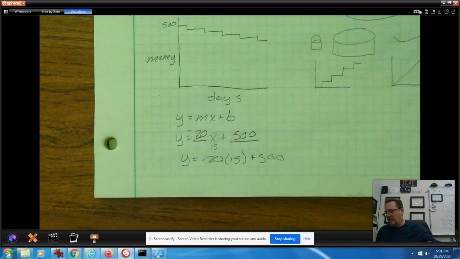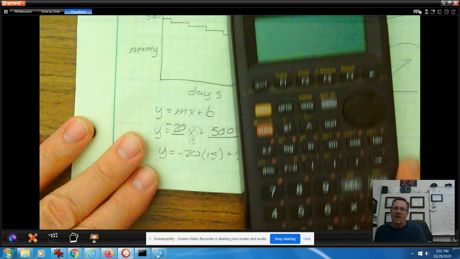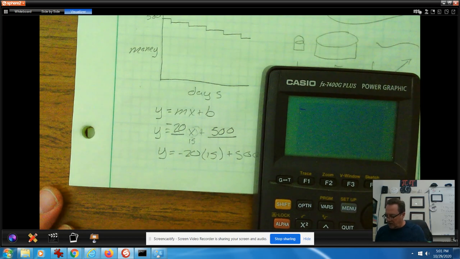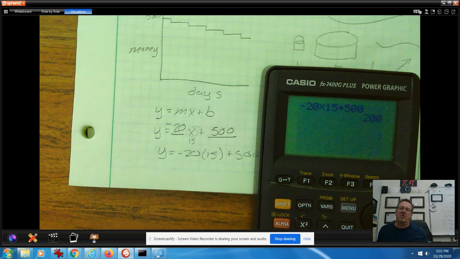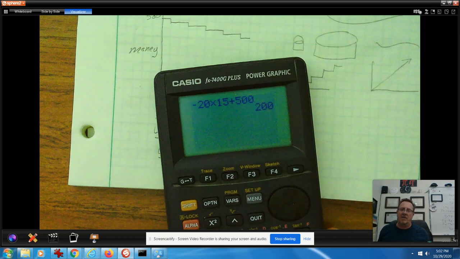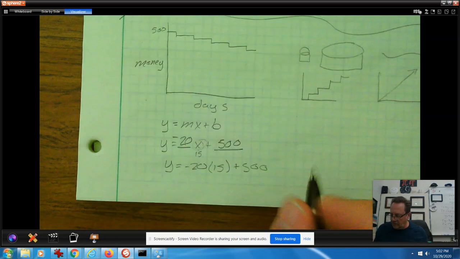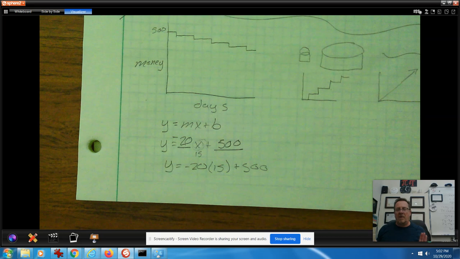Let's plug that into our calculator. Here we go. So we're going to do negative 20 times 15 plus 500. And the answer is $200. That's how much he's going to have in his account at the end. Okay. So we could sum up all of that stuff and write it as our answer.